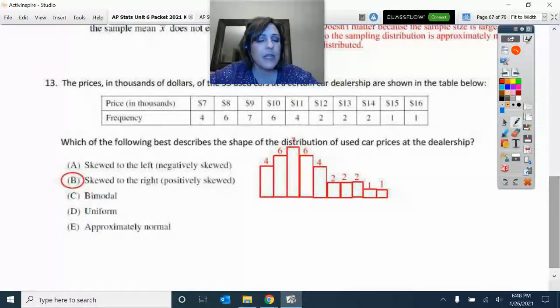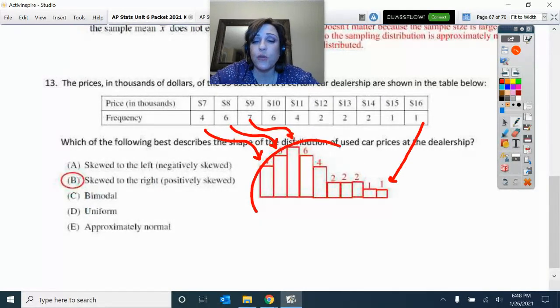Number 12. Here, which of the following best describes this shape? So see, look, I drew this. Like here's 4 items and 6 and 7. So here's how you visualize it. And here's your 1 and so on. So hopefully you can see that's skewed to the right.